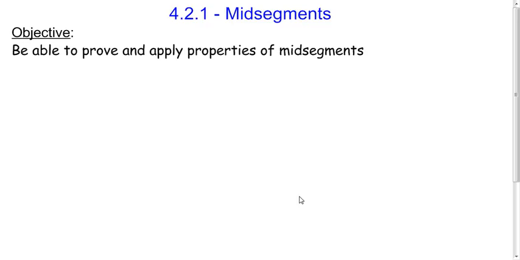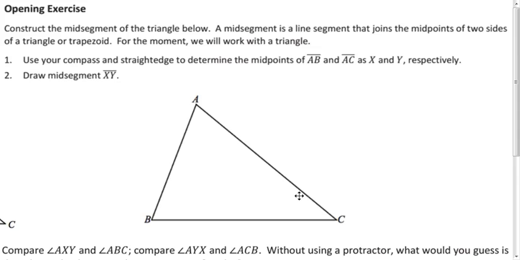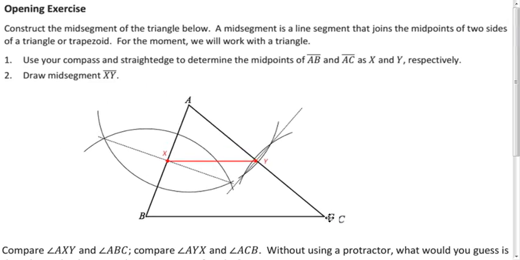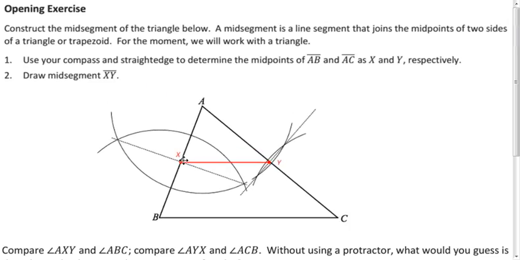Hello class. In this video we'll be learning about properties of midsegments and triangles. So first we're going to actually make a midsegment. What you do is you bisect two sides of your triangle, and those points where the bisector touches the side, those are your midpoints. And if you connect them, you have a midsegment.